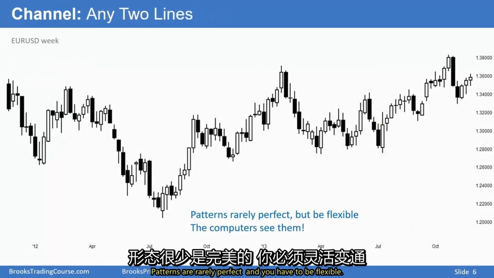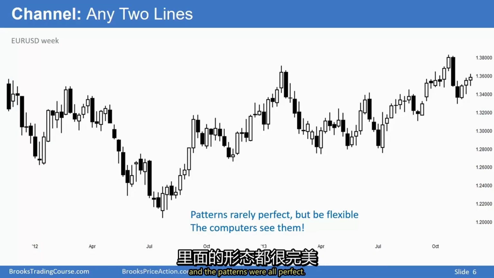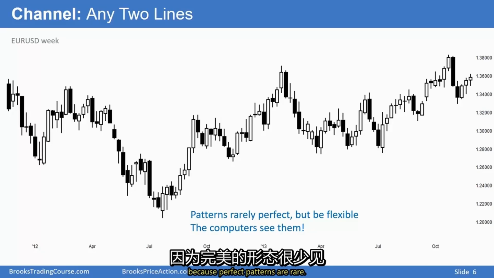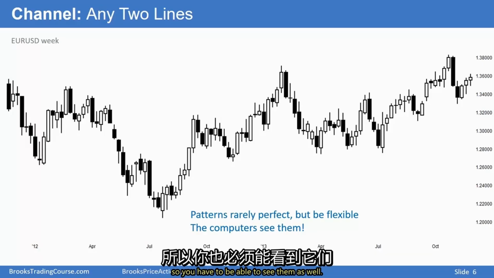Patterns are rarely perfect, and you have to be flexible. When I started out 30 years ago, I would look at books and magazines, and the patterns were all perfect. If you look for perfect patterns when you trade, you're never going to trade because perfect patterns are rare. They are the exception. Most patterns are not perfect, but the computers see them, so you have to be able to see them as well.